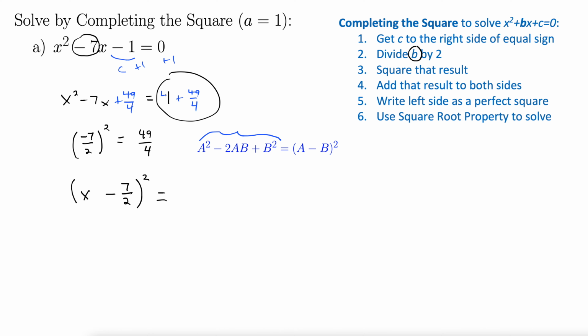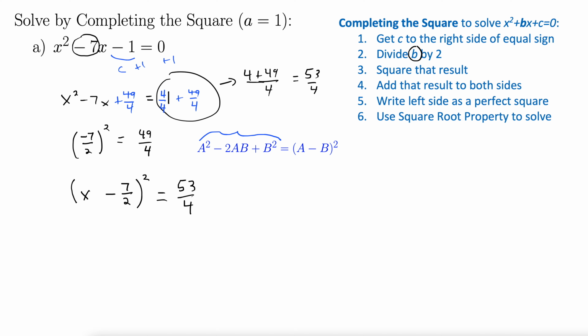On the right hand side, we have 1 plus 49 fourths. So let's get a common denominator here. I'm going to take this 1 and multiply it by 4 fourths. So that gives us 4 plus 49 over 4, all over 4. Okay, so 53 fourths. All right, so on the right hand side, 53 fourths. Now back to our steps.